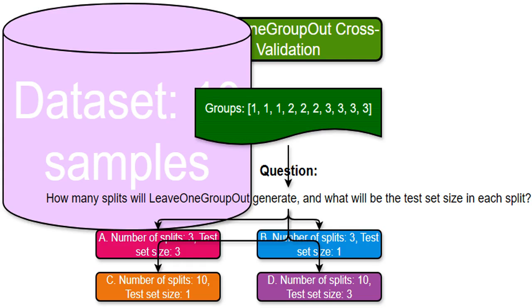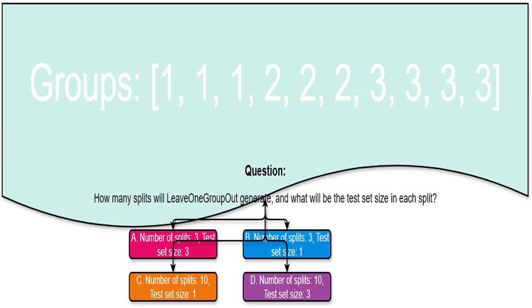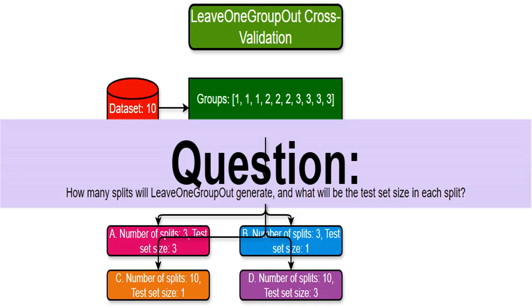We have a dataset with 10 samples. Think of these as 10 individual data points we want our model to learn from. These numbers represent groups that the samples belong to. We have 3 groups: Group 1 with 3 samples, Group 2 with 3 samples, and Group 3 with 4 samples. This is crucial because LOGO uses these groups to create its splits. The question is, if I use LOGO on this data, how many training and testing set splits will I get? And how many samples will be in the testing set for each split?